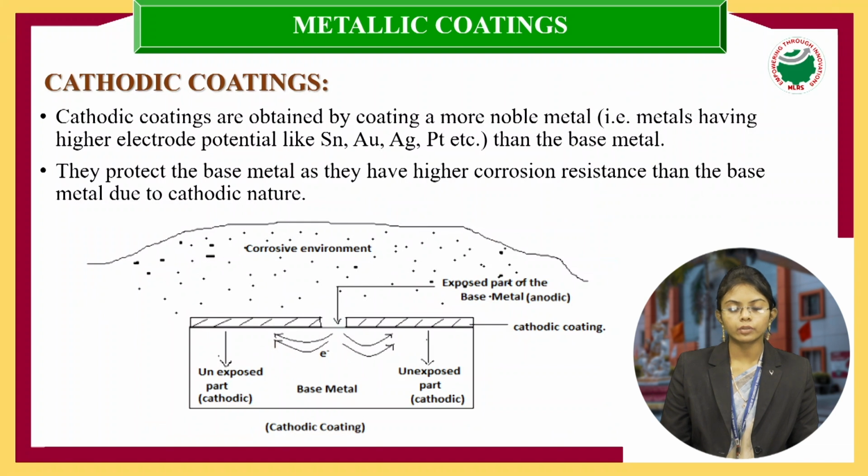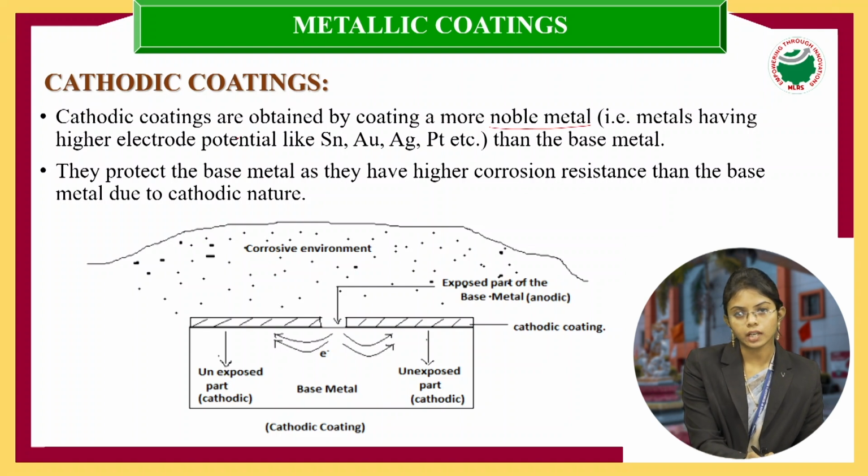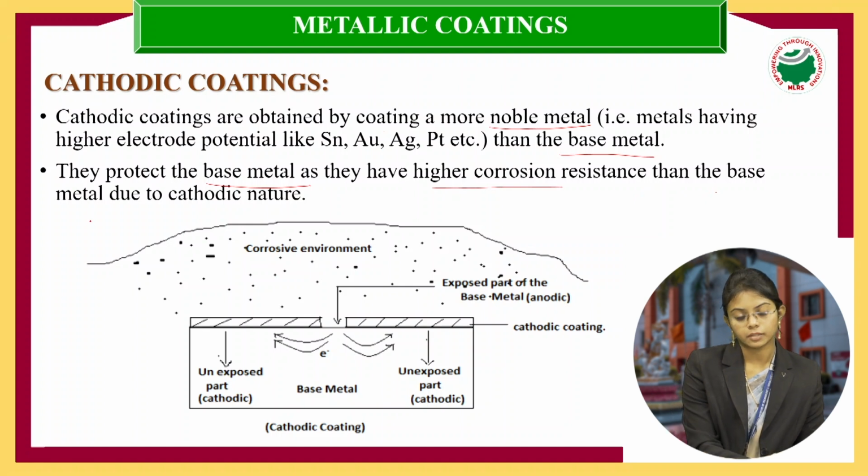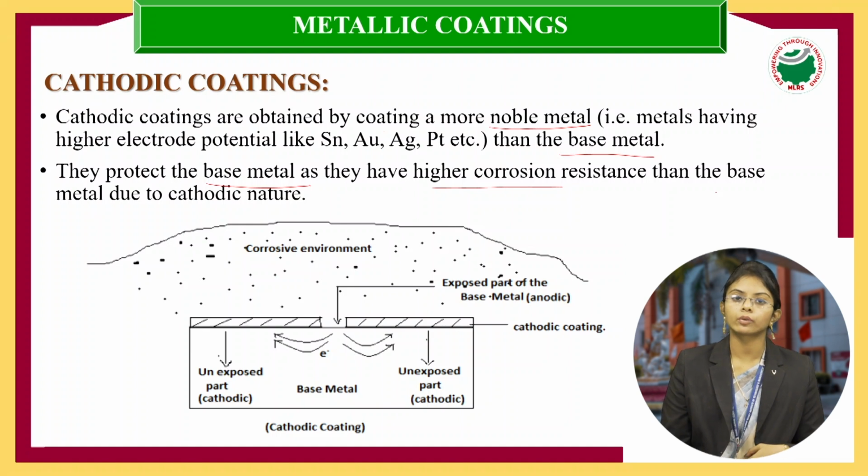Now we have the other type, that is cathodic coating. Same as anodic coating, here we are taking a base metal and coating another metal. The metal which we are coating, the coating metal here, is a noble metal. Cathodic coatings are obtained by coating a more noble metal. In anodic coating, we have seen more active or more anodic metals, right? But here we are using more noble metals, having higher electrode potentials. There we have a lower electrode potential, but here we have a higher electrode potential than the base metal, so that the base metal will be protected. They protect the base metal as they have higher corrosion resistance than the base metal. These are the definitions of anodic coating and cathodic coating.